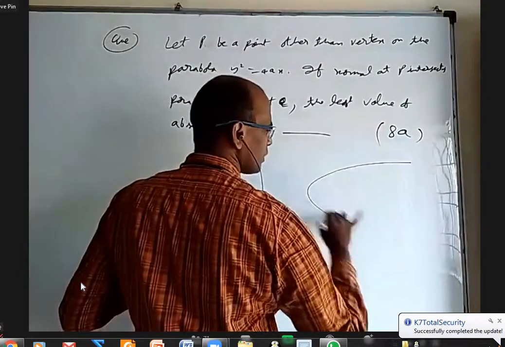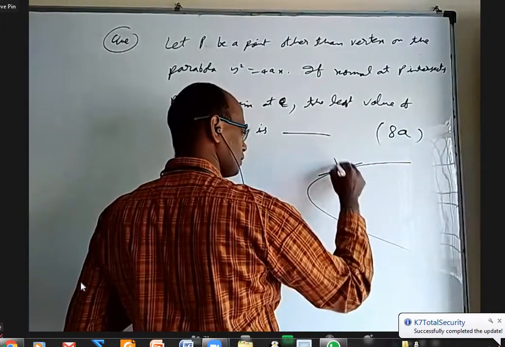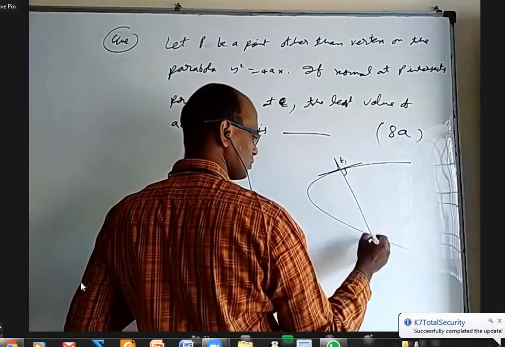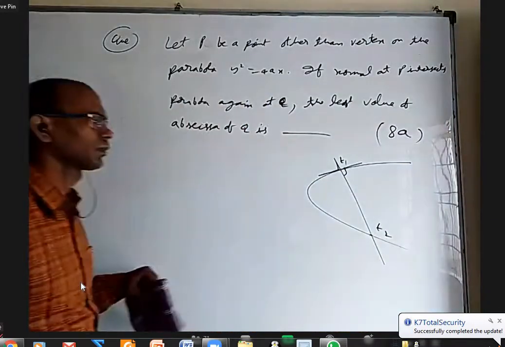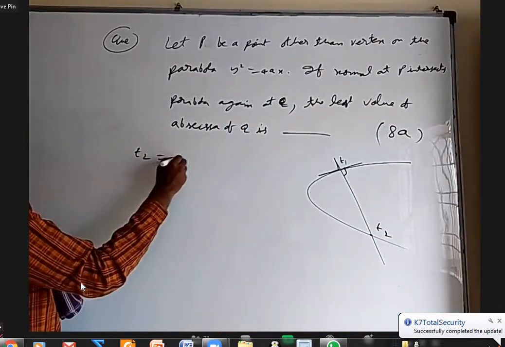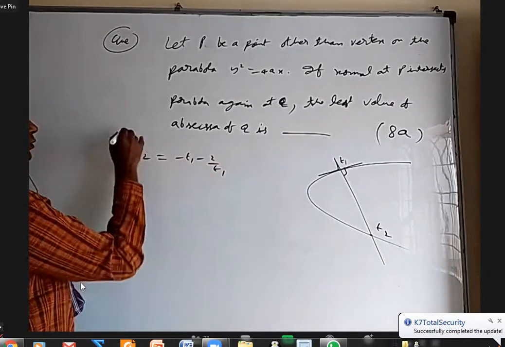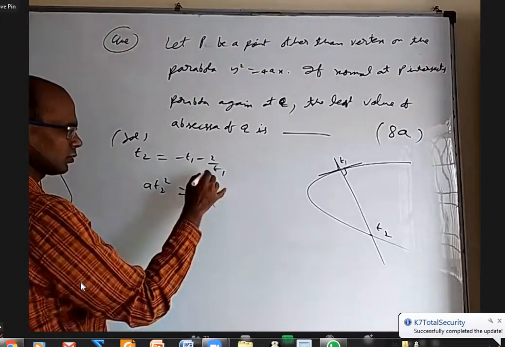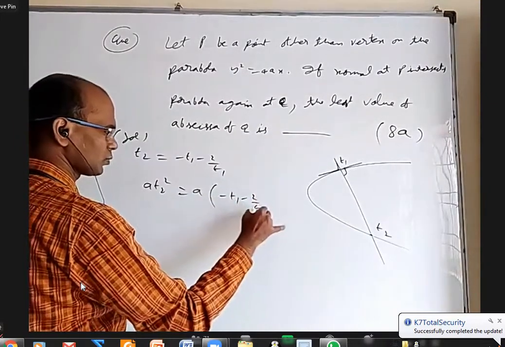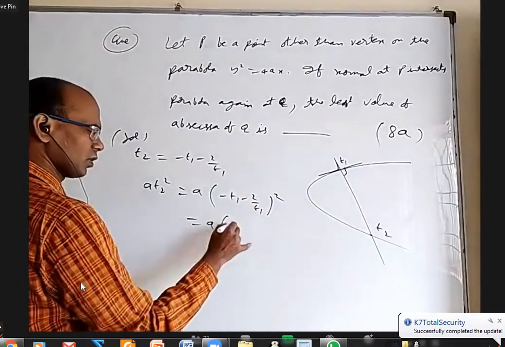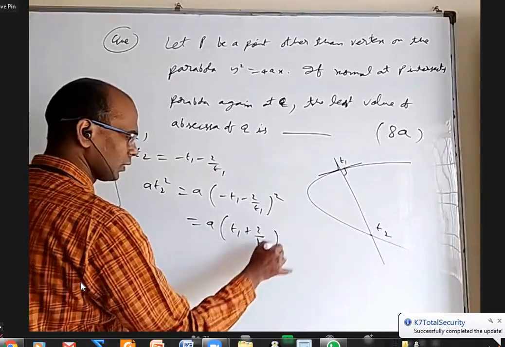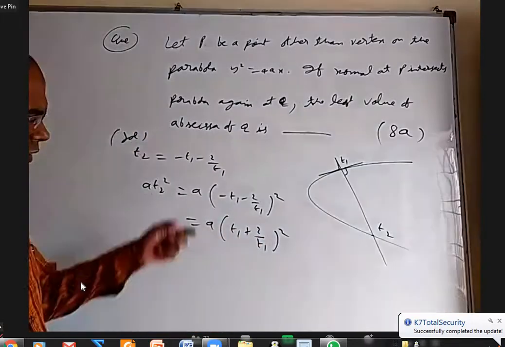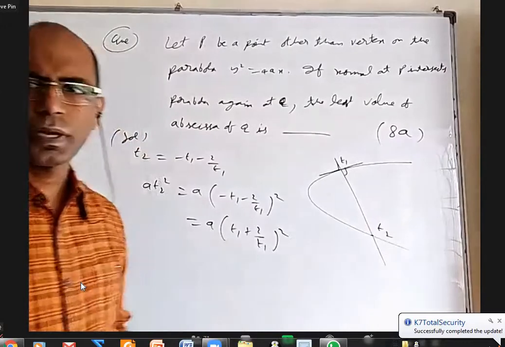Okay, so take a parabola and take any point and draw the normal there. This is T1 and this is T2. We know T2 equals minus T1 minus 2 by T1. Then a T2 squared is a into minus T1 minus 2 by T1 whole squared. I can take minus common also in the square. Now, how do you find the minimum value of this? You can use the AM-GM inequality. You can make a perfect square.